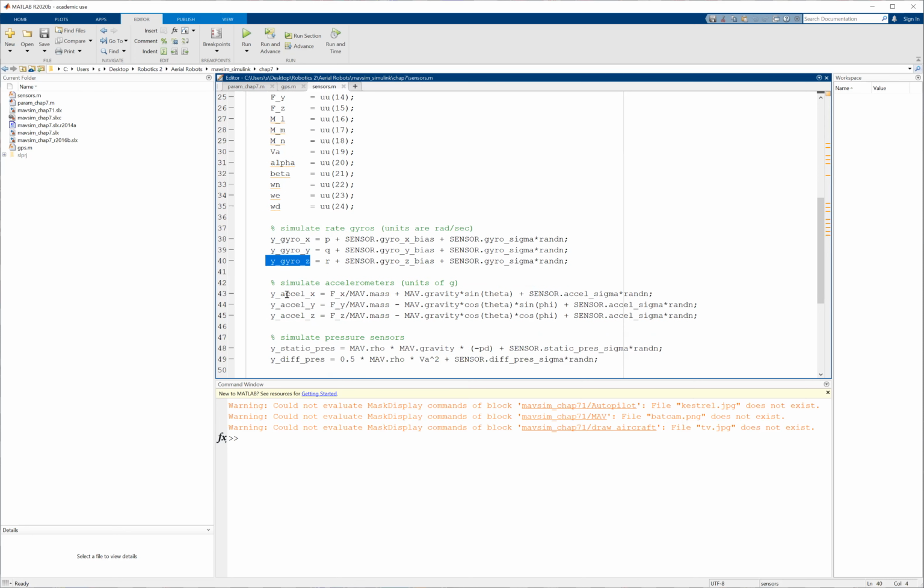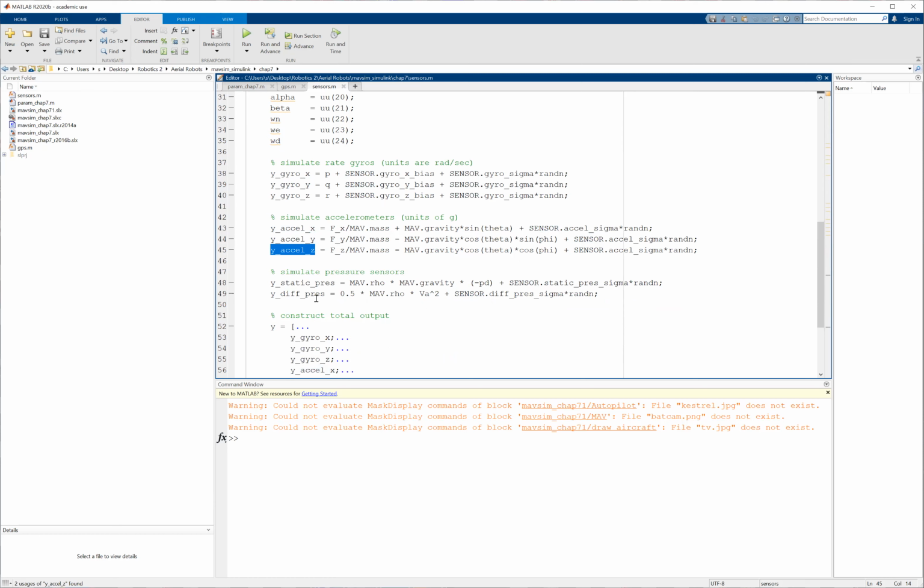Then same thing, but in the case of the accelerometer, remember you are finding the specific force. So force in the X direction divided by mass gives you acceleration, plus component of gravity, plus the sensor error. Force in the Y direction divided by mass minus component of gravity plus errors in the sensor in Y direction. Force in the Z direction divided by the mass of the aircraft minus the component of gravity plus the errors in the acceleration. And this gives you the corrupted accelerometer measurements in X, Y, and Z direction.